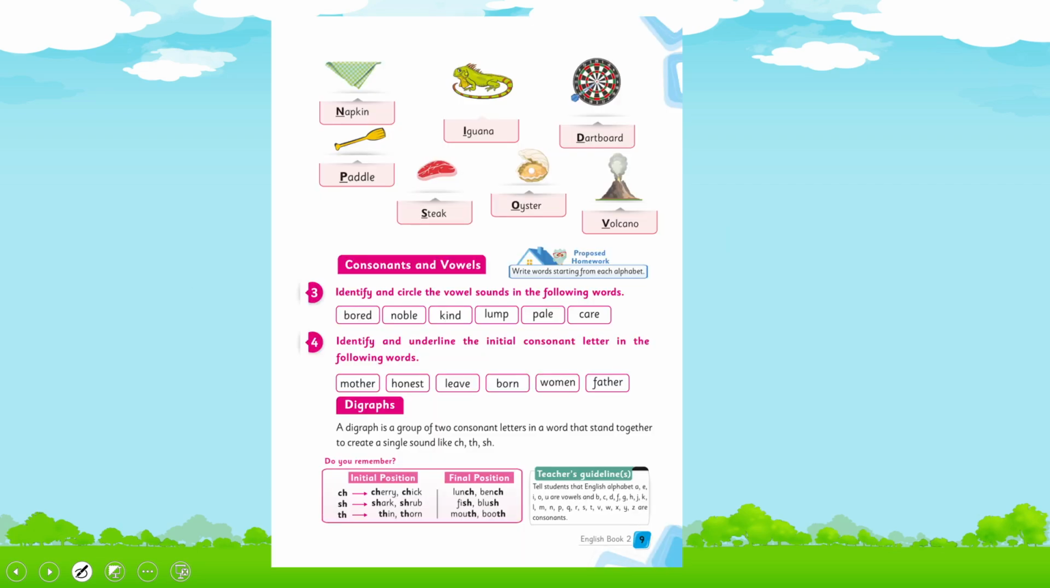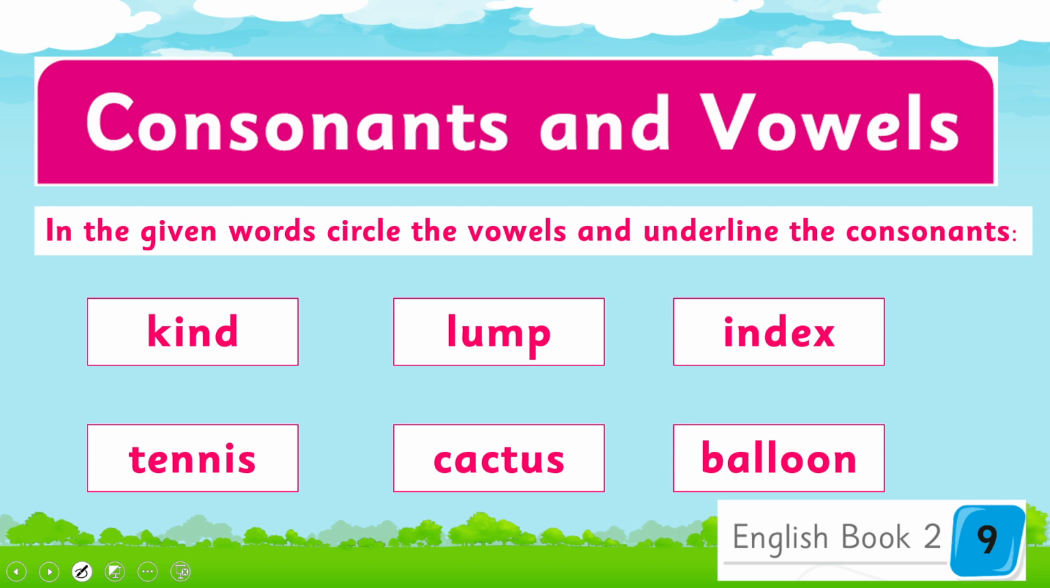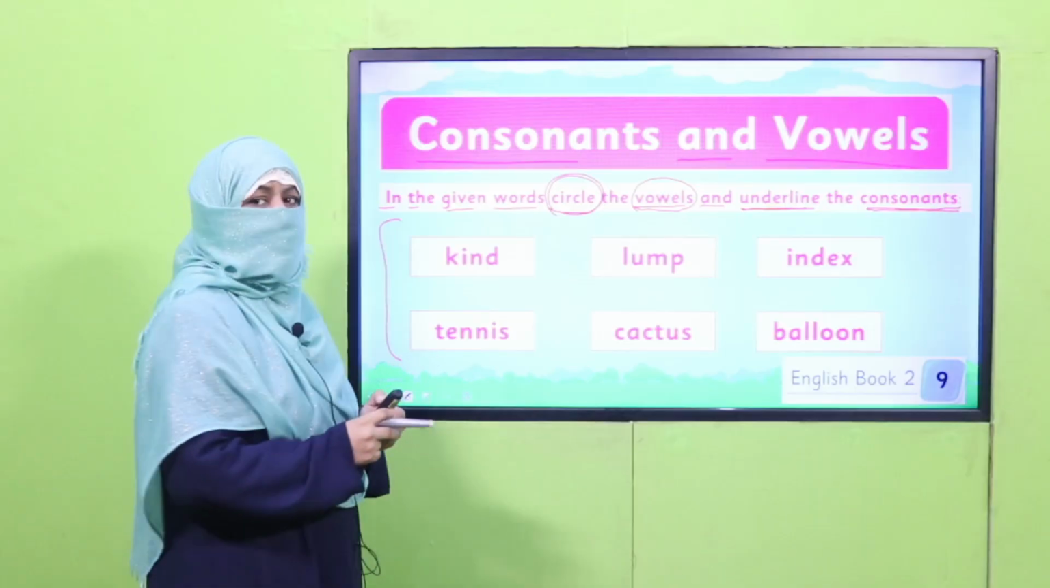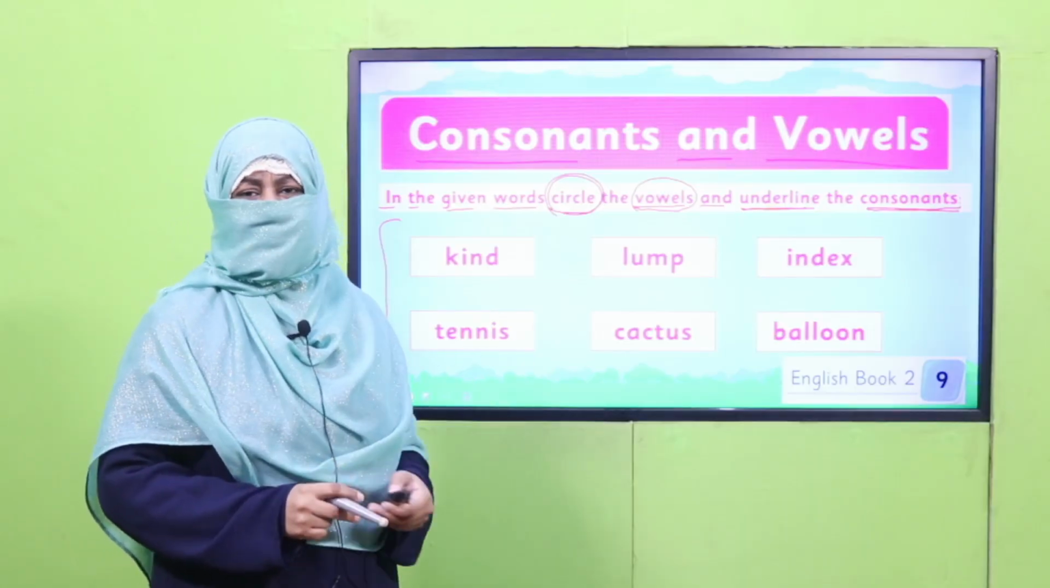All right. So now open your book on page number 9. Here is an activity. In the given words, circle the vowels and underline the consonants. So wherever you find a vowel, you have to circle it, and wherever you find a consonant, you have to underline it. Now pause the video and do this activity.